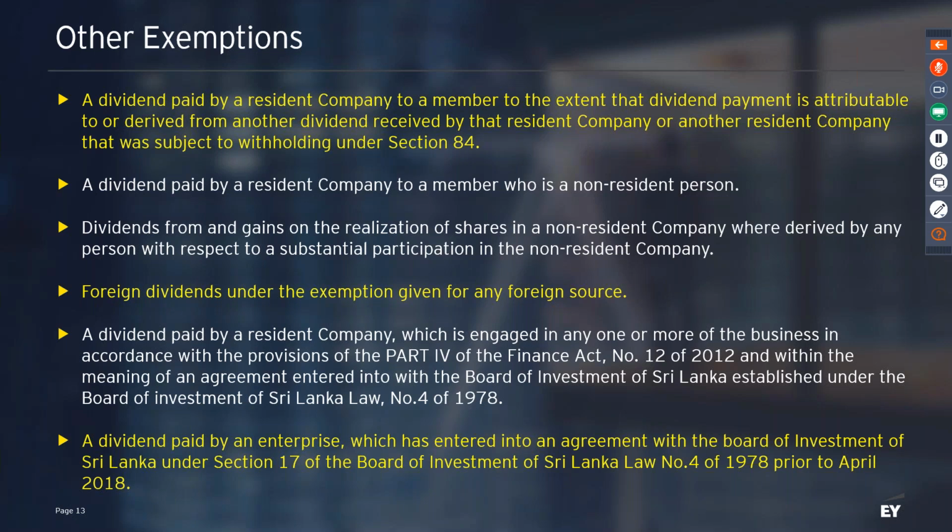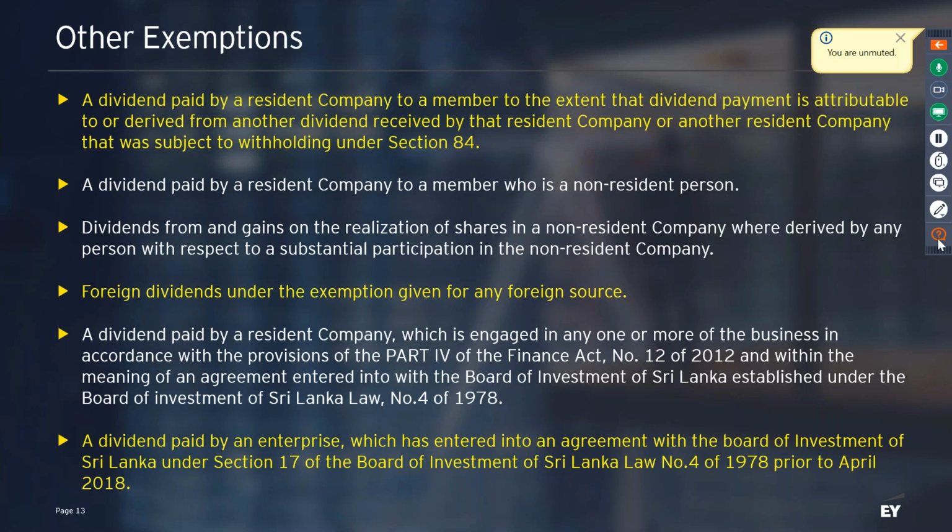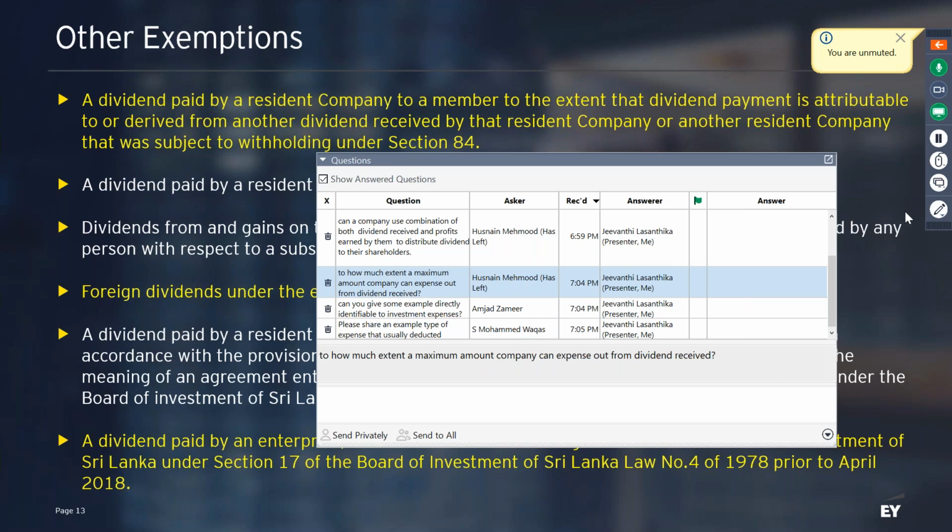Firoz, are there any more questions? Yes, there's a last question. Can you explain conditions on which a company can get BOI exemptions?